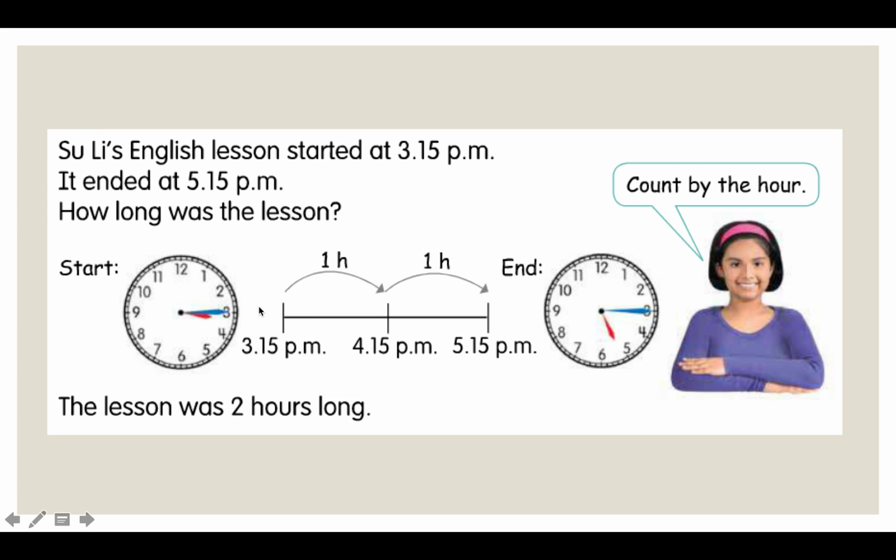If a lesson started at 3:15 and you add one more hour, it becomes 4:15. A second hour, it becomes 5:15. Now, what if you don't draw the number line and you just use your fingers for a shortcut method? Remember that you do not count 3:15 p.m. You always put the starting timing in your head and you start counting from the next number. So, you put 3:15 in your head, take out one finger, 4:15. Take out another finger, 5:15. So 2 fingers, so 2 hours.